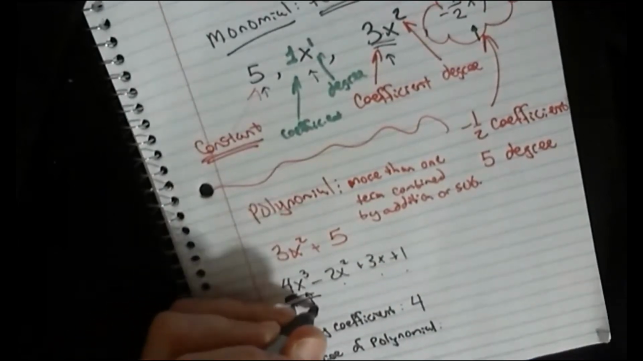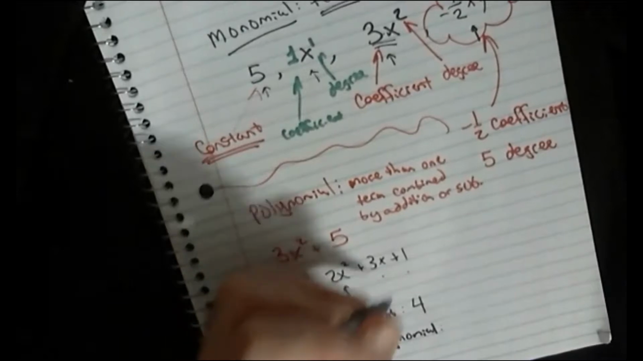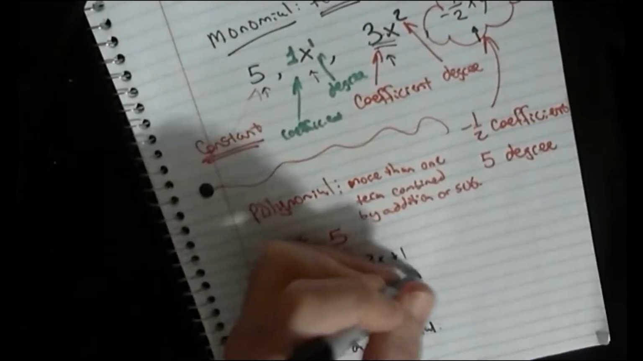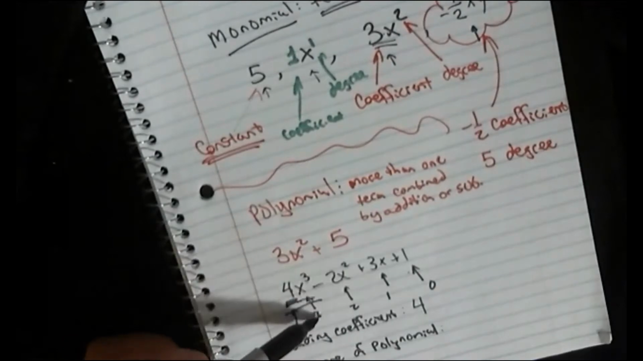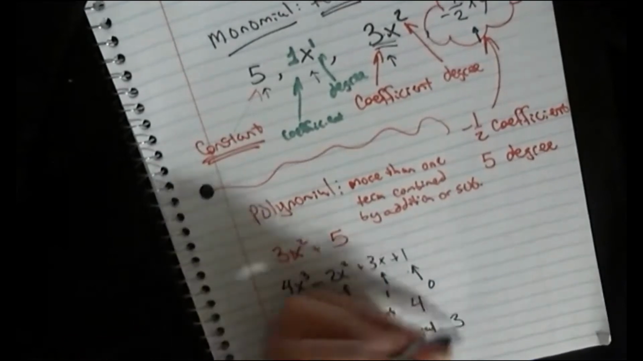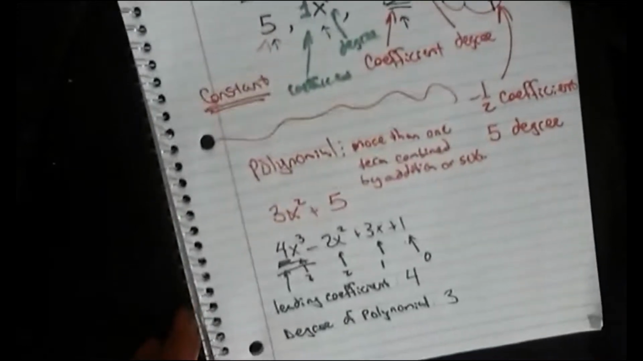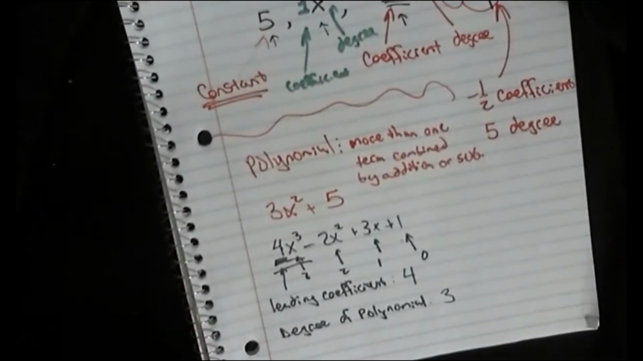Okay, and then the degree of the whole polynomial is simply the biggest degree of the polynomial. So this one has a degree of 3, this one has a degree of 2, this has a degree of 1, this has a degree of 0. The biggest degree is the degree of the whole polynomial. The first couple of questions in your homework ask you that kind of thing. It's like, what is the leading coefficient? What is the degree of the whole polynomial?